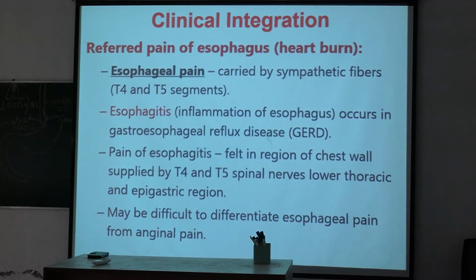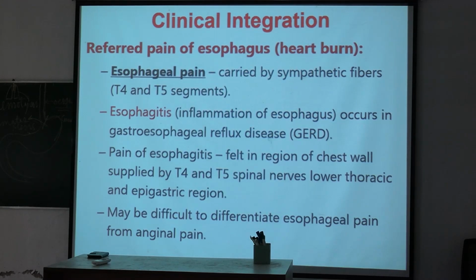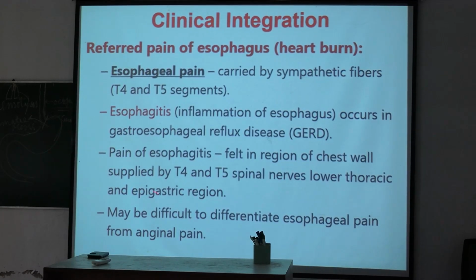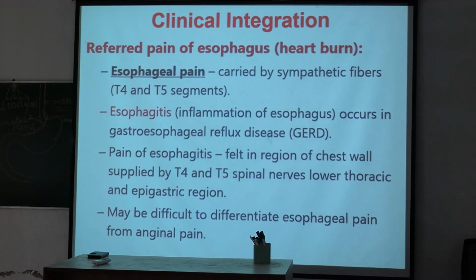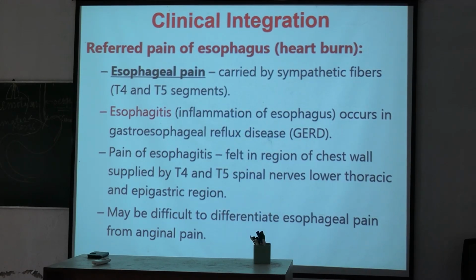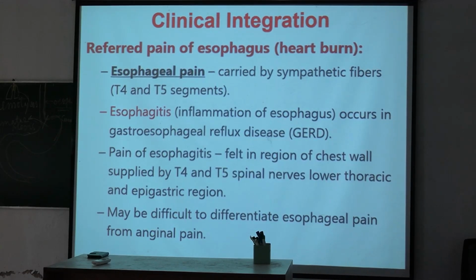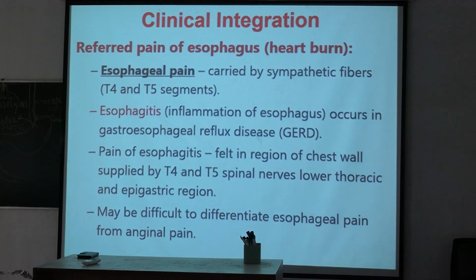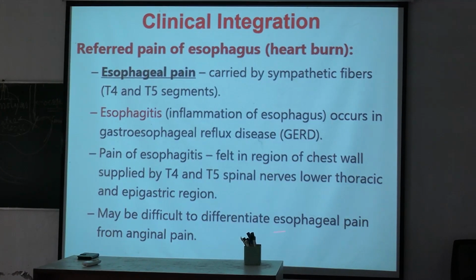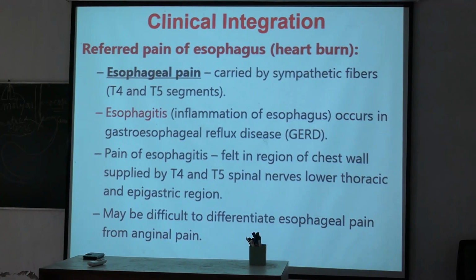Food is passing backward through the gastroesophageal sphincter, and pain of the esophagitis is felt in the region of chest wall supplied by the T4 and T5 spinal nerves, lower thoracic and epigastric region. Pain is felt. This is the region where heart is lying, lower thoracic and epigastric region. In cardiac pain is also felt in this region. So this esophageal pain is also referred to this region because of the common route of nerve supply, and it may be difficult to differentiate esophageal pain from anginal pain.